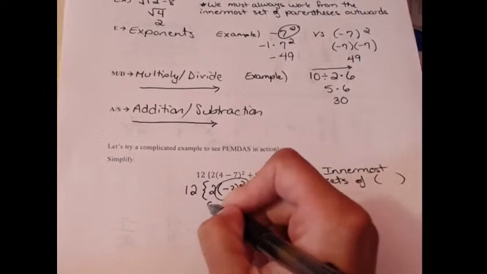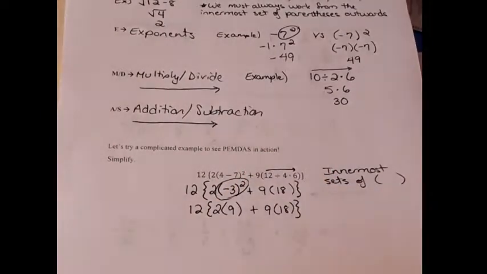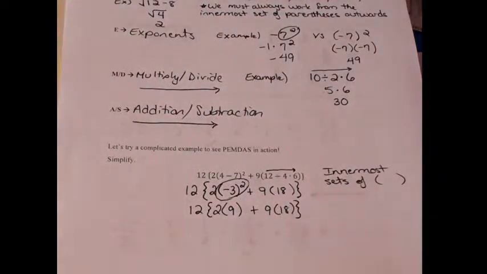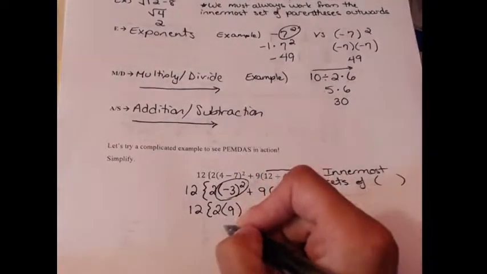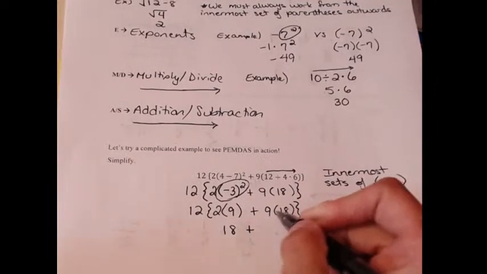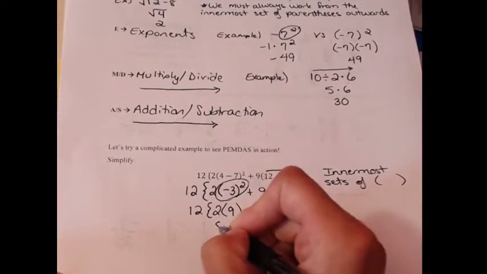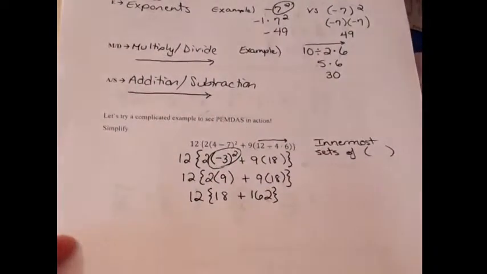Bring everything else down. Again, focus on everything within the braces. We have 2 times 9 plus 9 times 18. Right off the bat, I would hope you see that because we have sets of products that are separated by addition, we need to multiply first. So we have 2 times 9, which gives us 18, plus 9 times 18, which is 162. Bring your braces down, bring the 12 down, and now reevaluate.